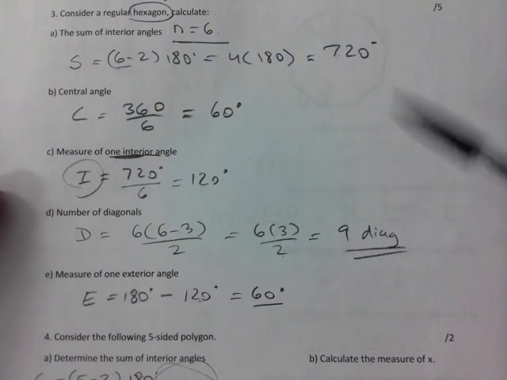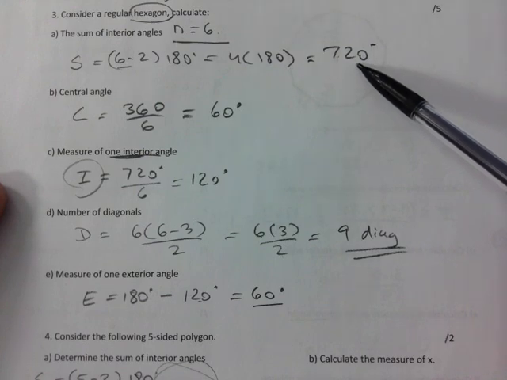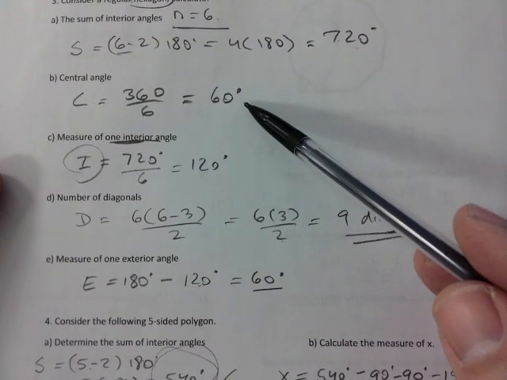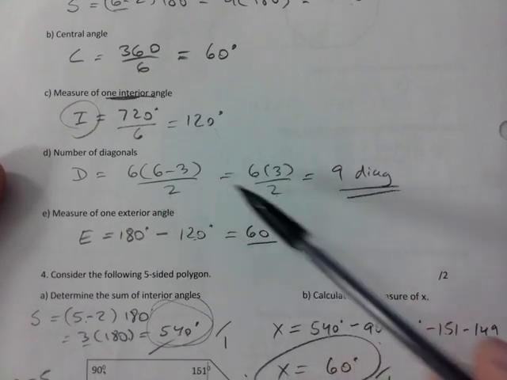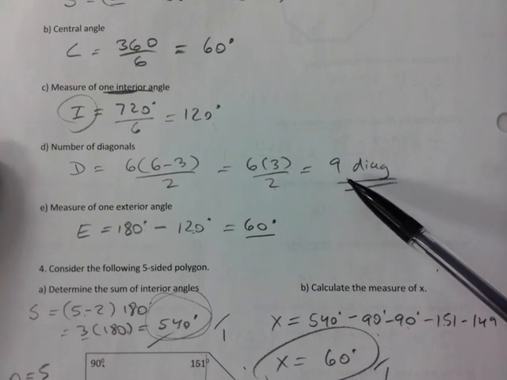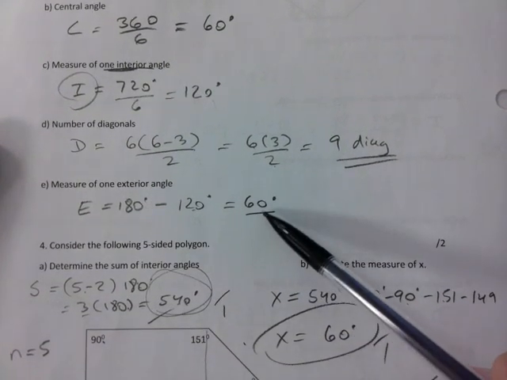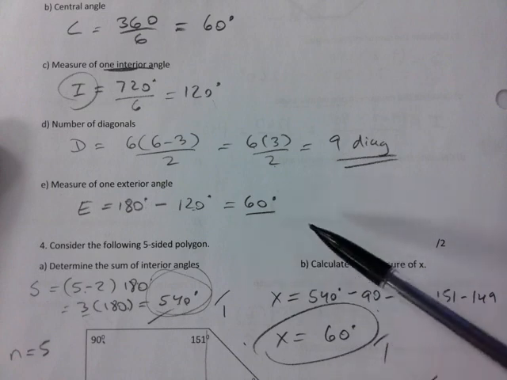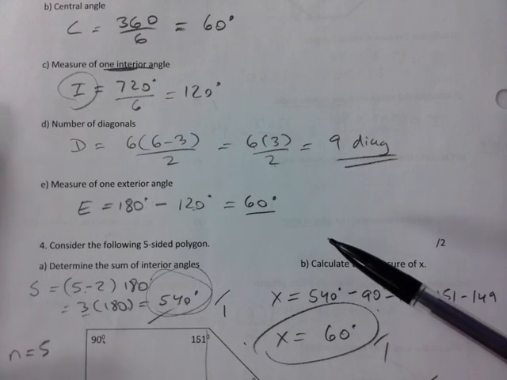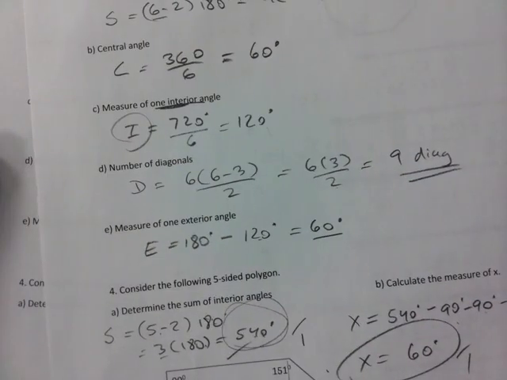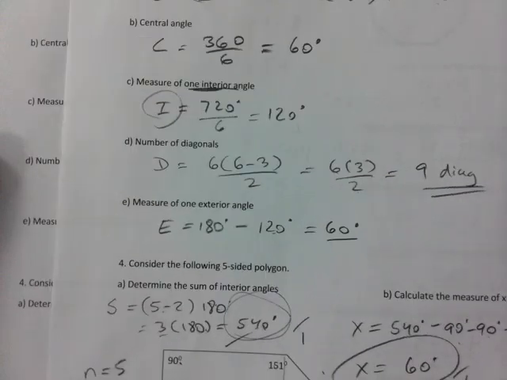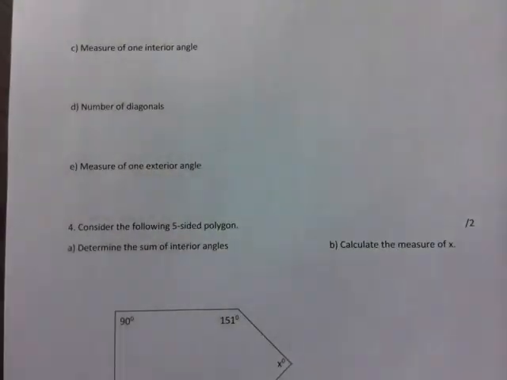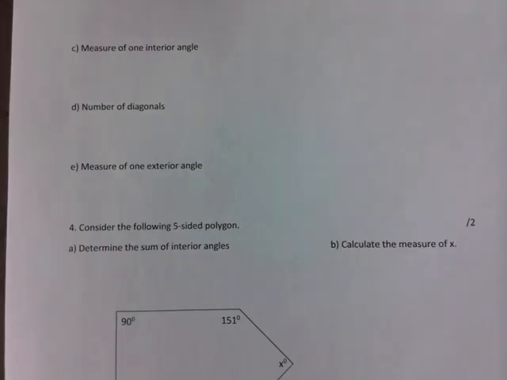It's a six-sided, okay? So here we have the sum is 720, a central angle is 60, the measure of one interior angle is 120, the number of diagonals is 9, and one exterior angle is 60 degrees. So I did that whole thing all over again. And here, the next one I want to do with you. I hope you're checking, right? Check mark, X, whatever, and make sure units are there. So everything except for the diagonals is in degrees. So let's do this last one here.